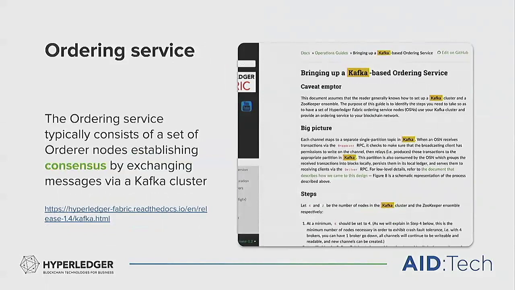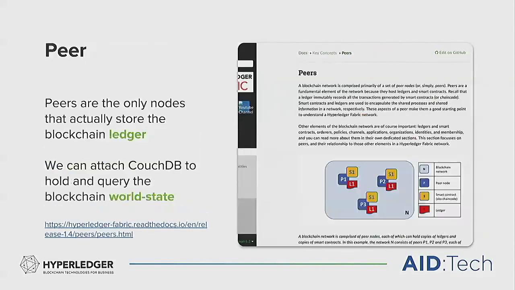The ordering service is based on orderers, and typically in production you will have a set of them exchanging messages via a Kafka cluster. In development, you can actually just have a single orderer, just checking that the blocks are correct and not doing much else. And the peers are the actual nodes that store the blockchain and that receive transaction proposals and check that these transactions are correct and then commit them to the ledger.